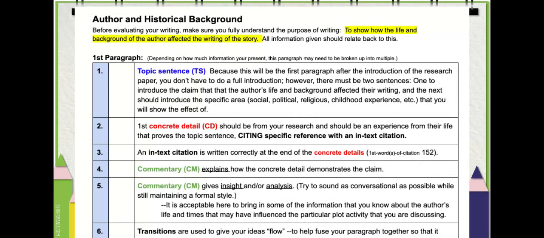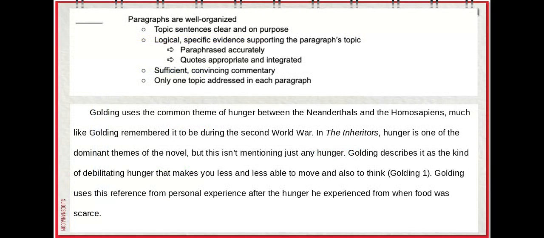Okay, so let's try again. Again, we're looking for topic sentences, concrete details, commentary. So this paragraph: Golding uses the common theme of hunger between the Neanderthals and the Homo sapiens, much like Golding remembered it to be during the Second World War. In The Inheritors, hunger is one of the dominant themes of the novel, but this isn't mentioning just any hunger. Golding describes it as the kind of debilitating hunger that makes you less and less able to move and also to think. Golding uses this reference from personal experience after the hunger he experienced from when food was scarce.